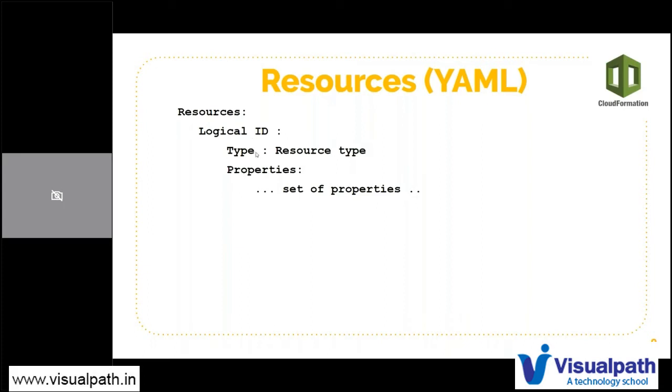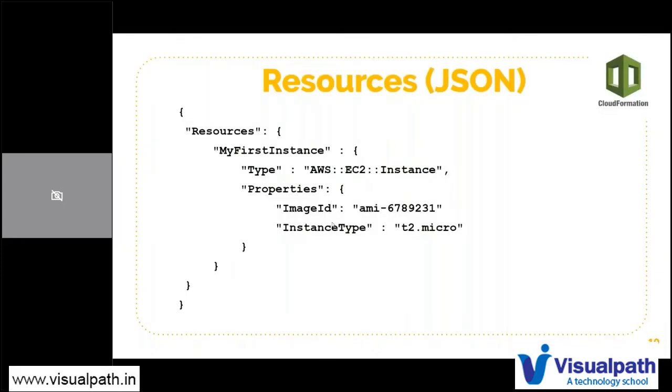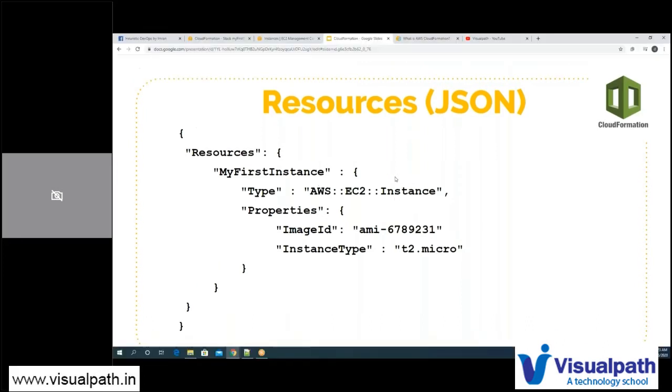Then you're creating an S3 bucket, so you say type S3 and then the properties of the S3 bucket: name of the bucket, owner, and so on. So this is with some values. The type is going to be in ARN format, AWS::EC2::Instance. I'll show you how you can find all this right now.